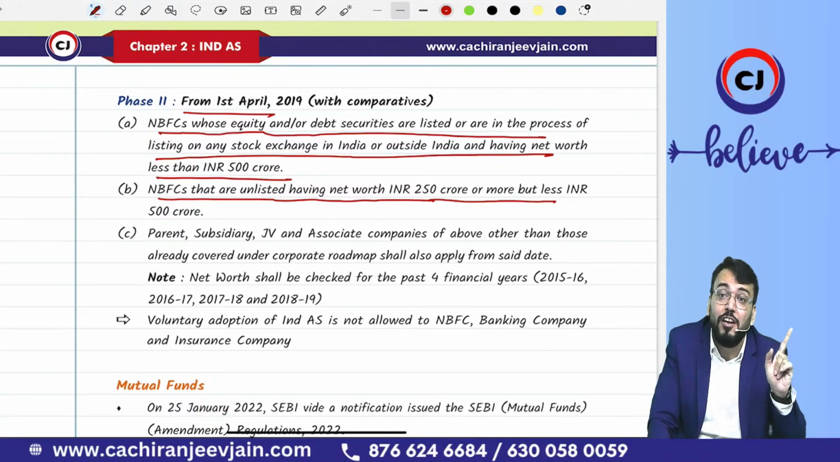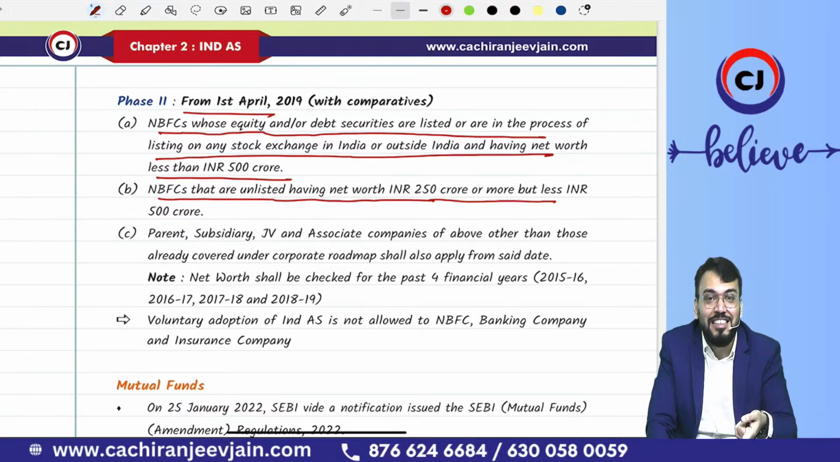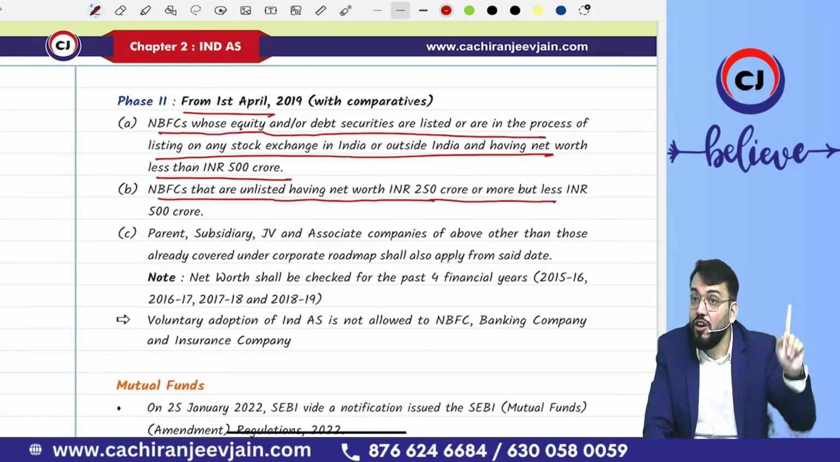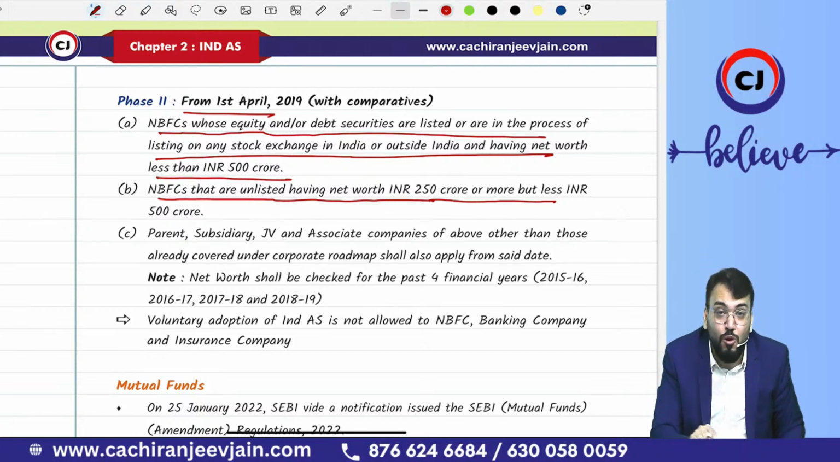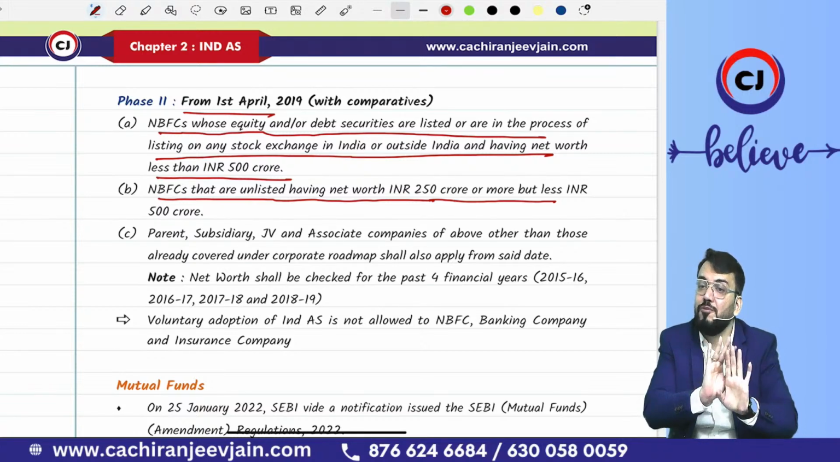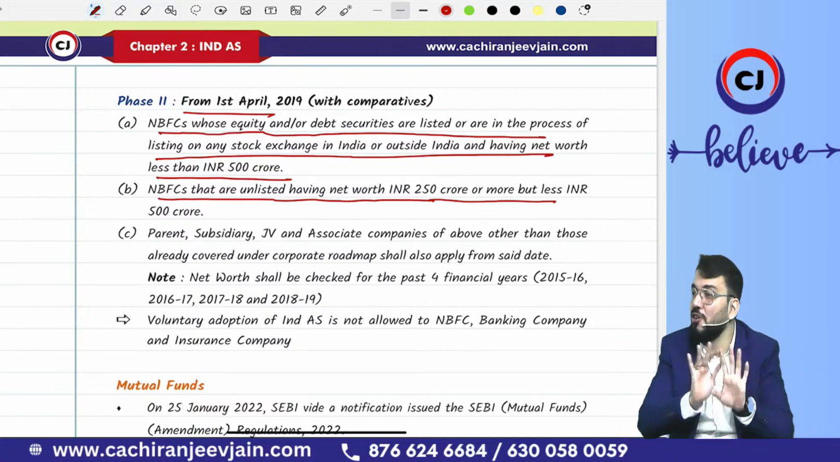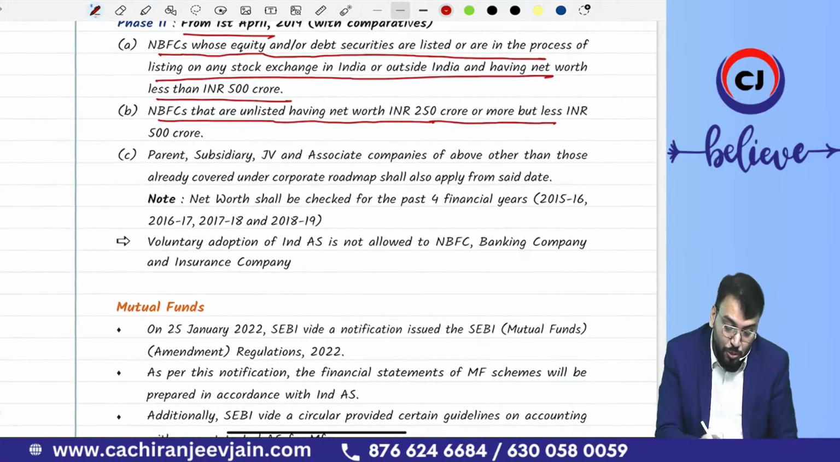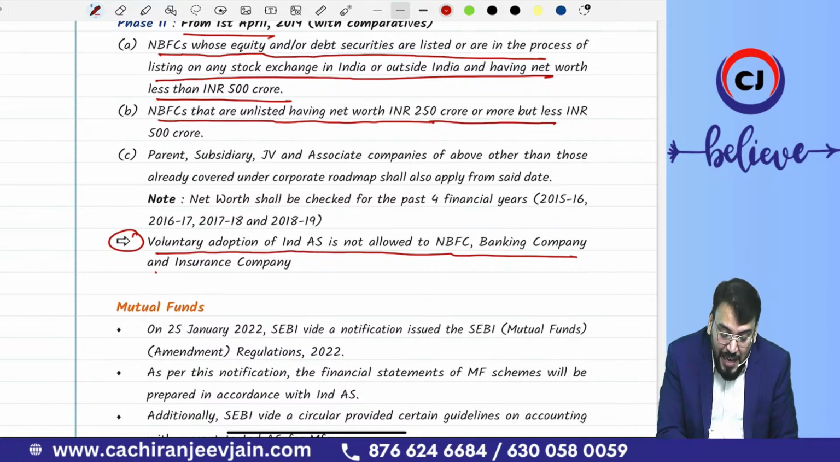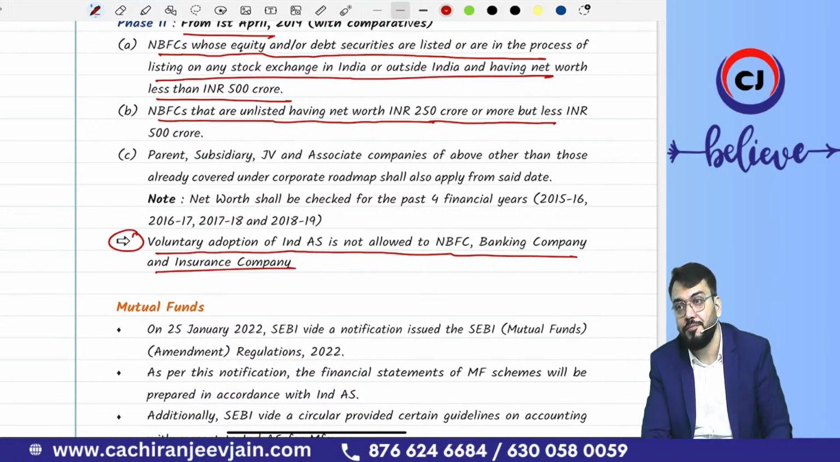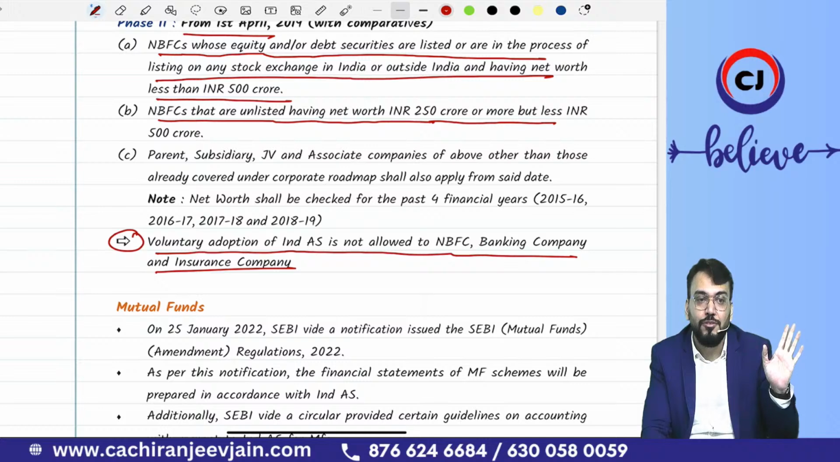Whether they can adopt on a voluntary basis? No. For special companies, voluntary adoption is not there. Voluntary adoption was given only for general companies. So if not applicable, then not applicable. Therefore, one note I have given: voluntary adoption of IND AS is not allowed to NBFCs, banking companies and insurance companies. Understood? This point you have understood?